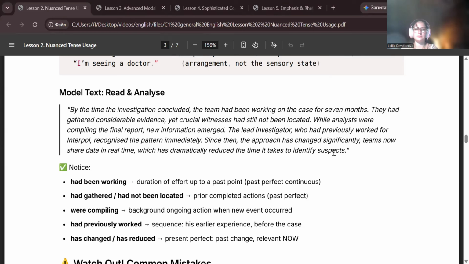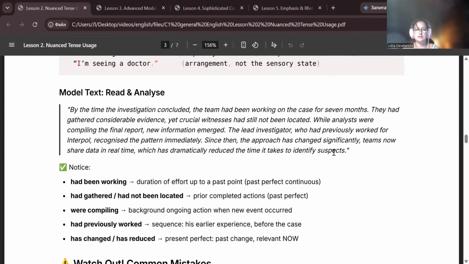While analysts were compiling: background and ongoing action when a new event occurred. When analysts were compiling the final report, new information emerged. The lead investigator, who had previously worked for Interpol, had previously worked there, his early experience before the case, and recognized the pattern immediately. Since then, the approach has changed significantly.